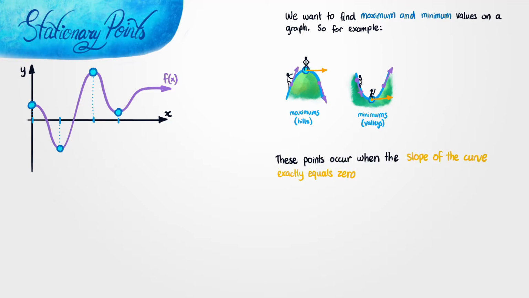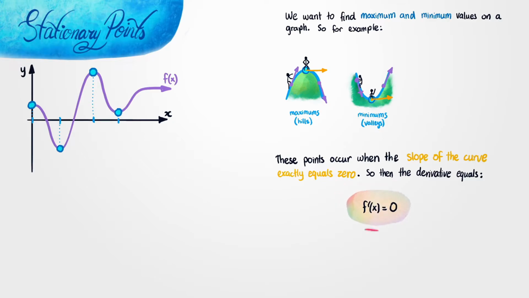Okay, so if we know that the slope of the function should be equal to 0, didn't we say that the derivative actually finds the slope of the function? So, because the derivative is the same thing as the slope, if we want the slope to be 0, then the derivative also has to equal 0.